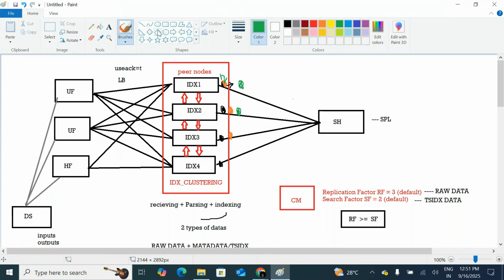Now suppose this got failed. Now one raw copy failed and one meta copy failed. Will you still be able to search your data or not? Yes, we have another raw copy and another metadata copy, so you can still search your data. Yes or no? Suppose this also got failed. Is it possible to search your data?